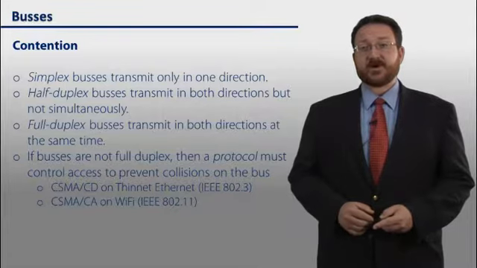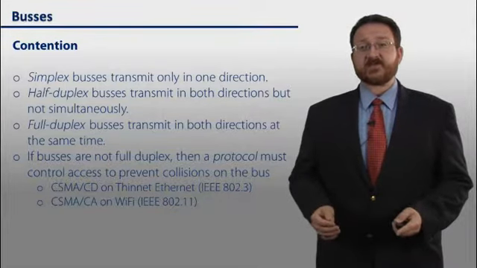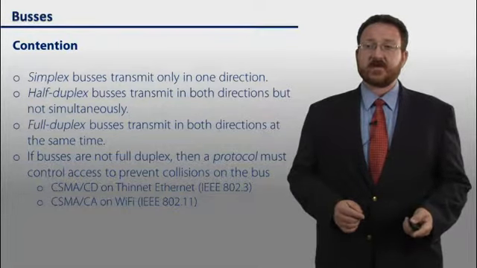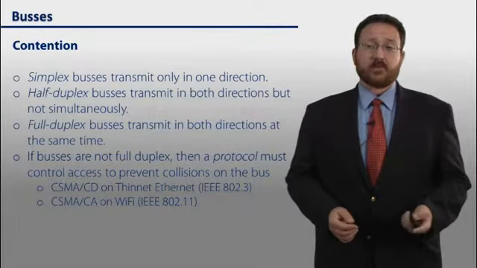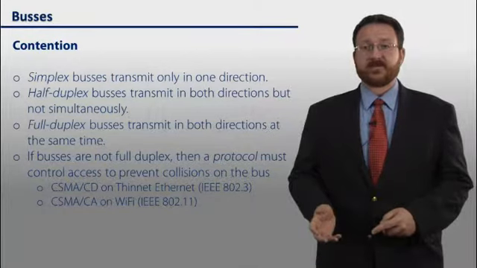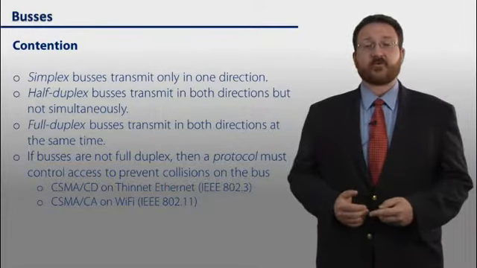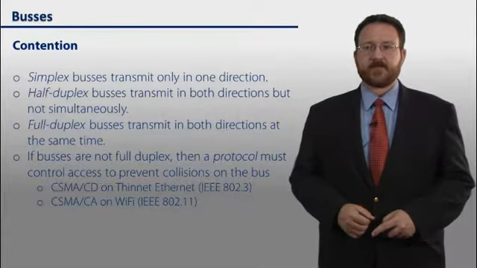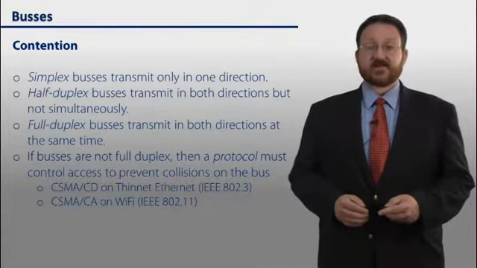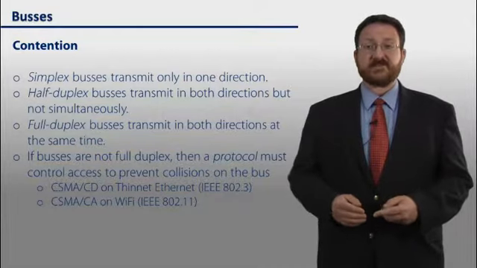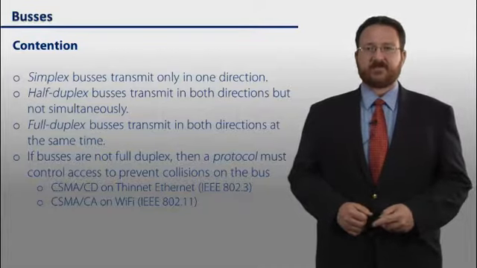A half-duplex bus can transmit in two directions, but not simultaneously. So one component can read at one time while the other component writes. One component then writes while the other component reads. But they have to control access to the bus so that they're not both trying to write or read at the same time. Full duplex buses can transmit in both directions at the same time, but this usually involves doubling the number of lines that we have.